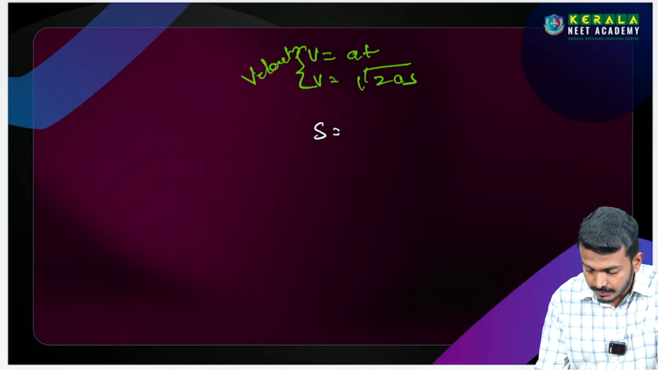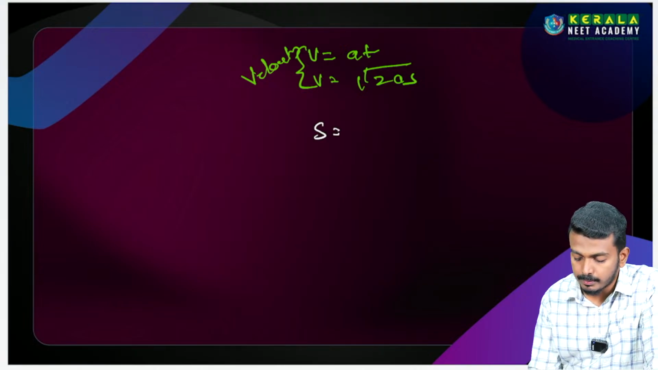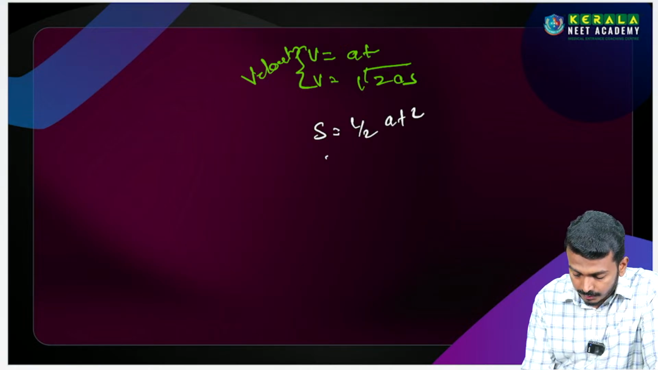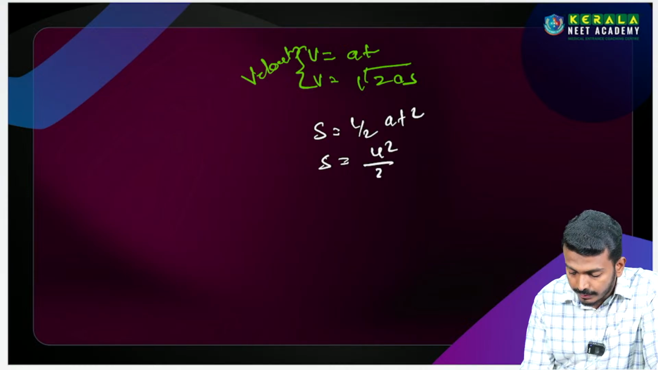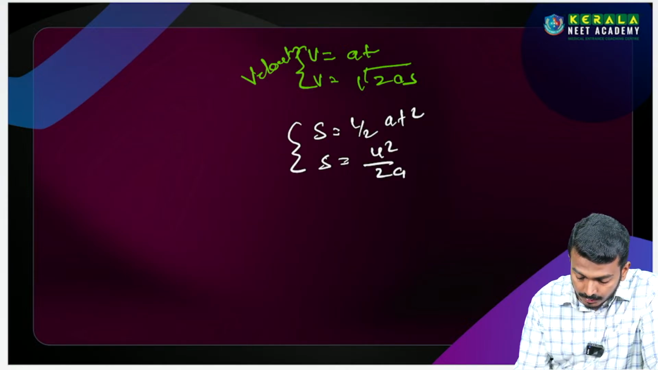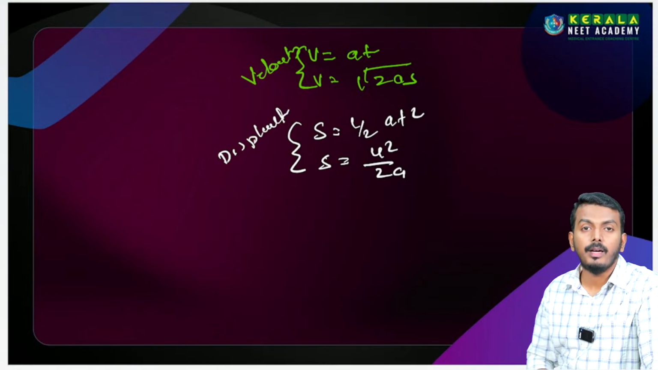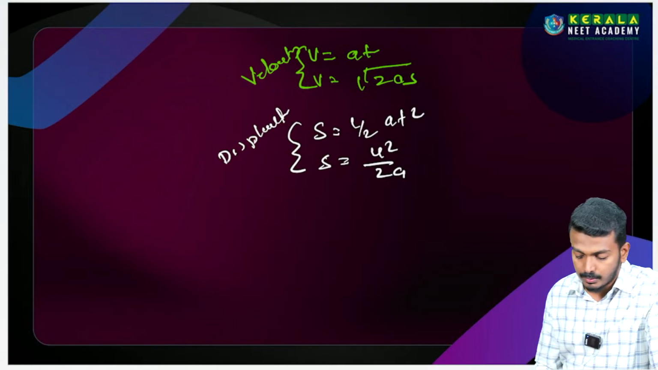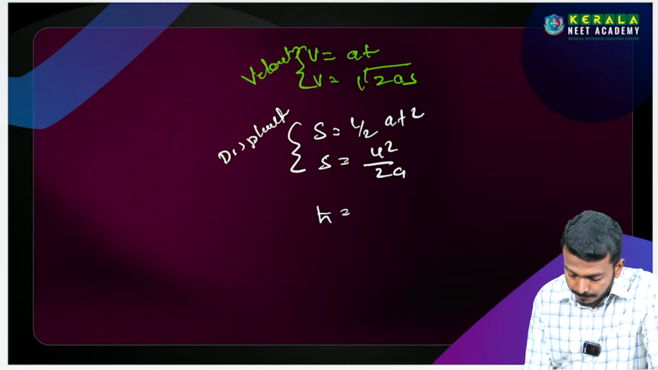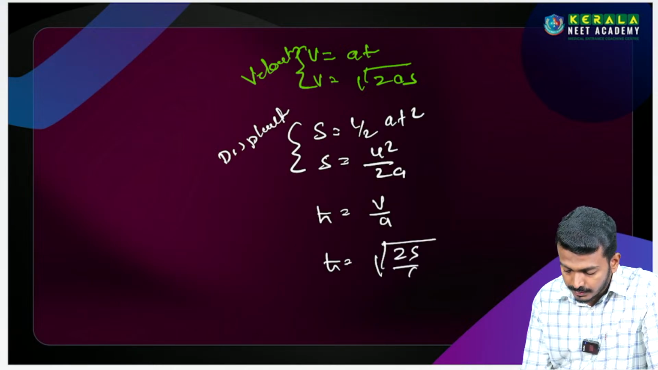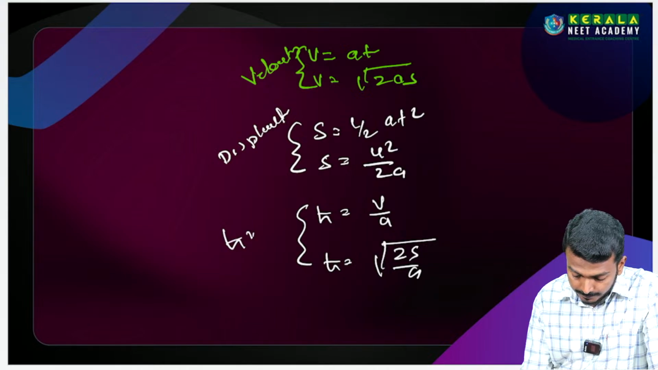Displacement. What is the equation for displacement? Displacement s is equal to half at square. Same displacement s is equal to u square divided by 2a. These are the displacement pair. Same like that, what pair is also there? Time pair is also there. What is the time pair? Time pair t is equal to v by a. t is equal to root of 2s by a. This is the time pair.